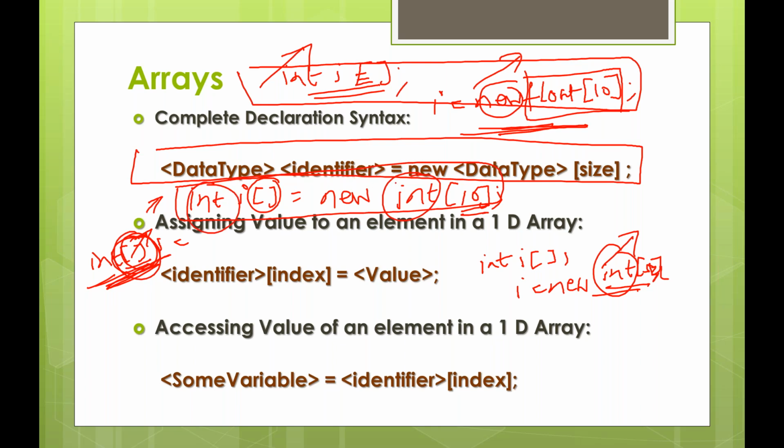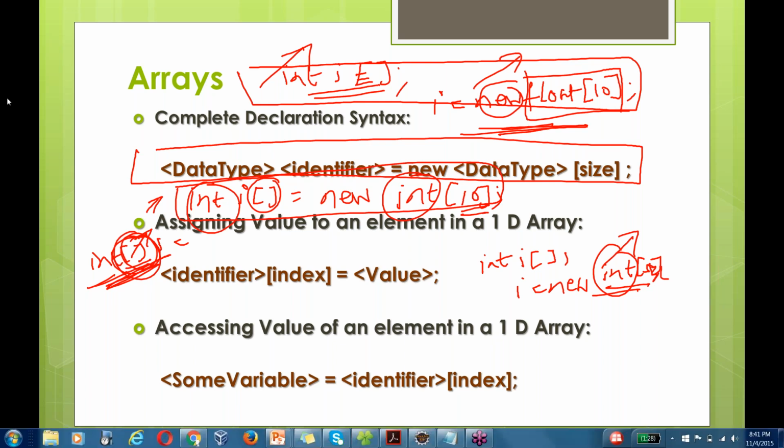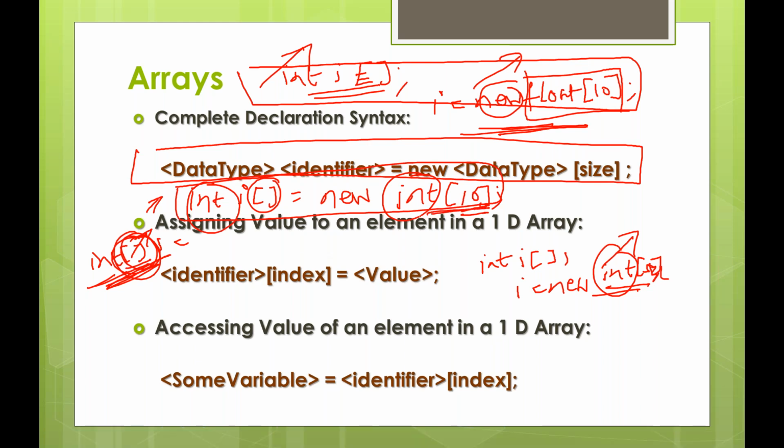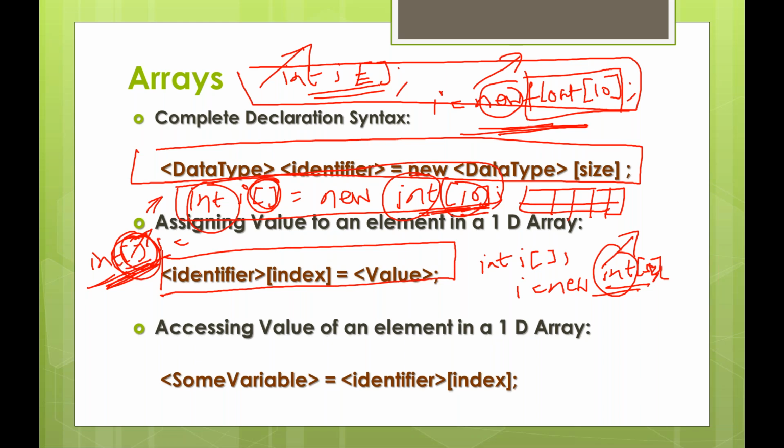Teja is asking one more question, so I'll come to you, Teja. So how do we assign? We have declared an array of 10 elements, so a block of memory is allocated. What do we do with that block of memory? We have to assign some values. So this is the syntax for assigning a value to an element.